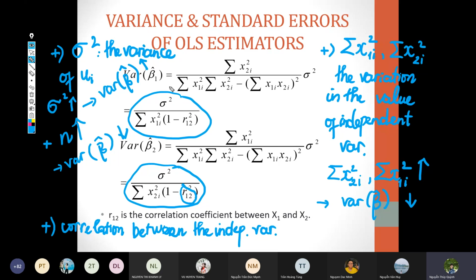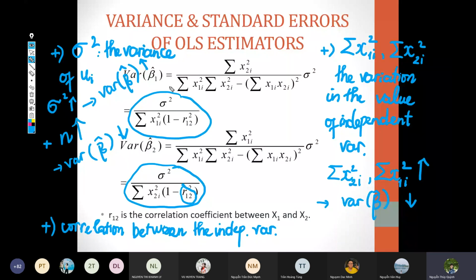All right, and you will learn more about multicollinearity in econometrics too. In this course, we do not learn about multicollinearity, but just remember that multicollinearity is about the correlation between the independent variables.